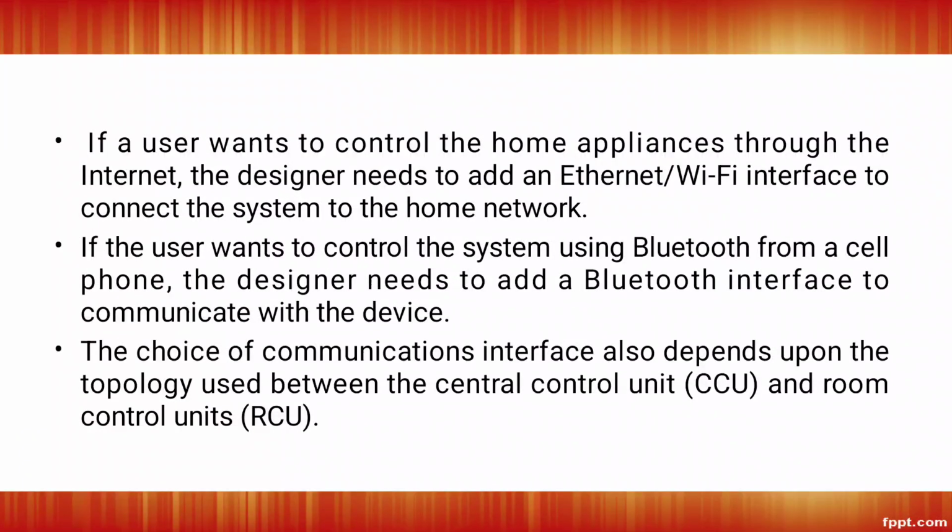If a user wants to control the home appliances through the internet, the designer needs to add an Ethernet or Wi-Fi interface to connect the system to the home network. If the user wants to control the system using Bluetooth from a cell phone, the designer needs to add a Bluetooth interface to communicate with the device. The choice of communication interface also depends upon the topology used between the CCU and the RCU.